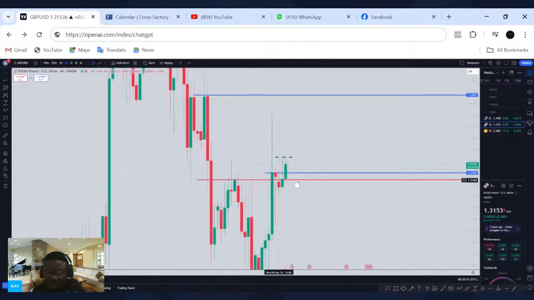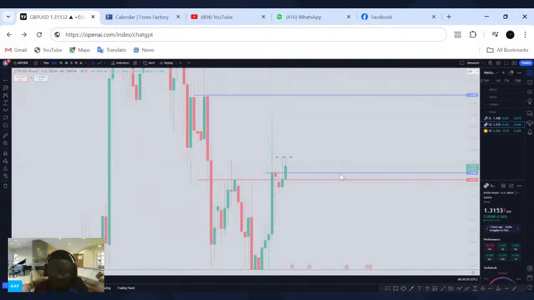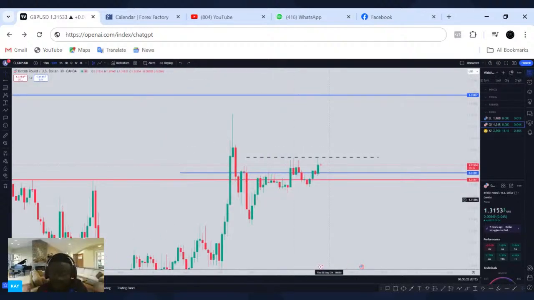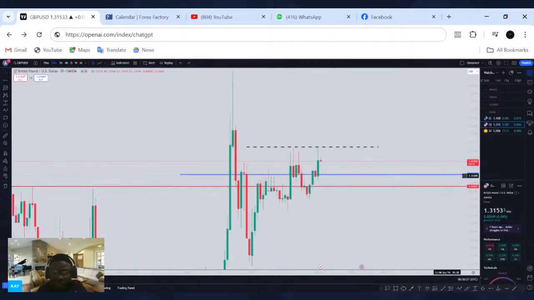So when it comes to GU, it has created a bottom wick. You get it? It has created a bottom. Let me check it out on H1 time frame.